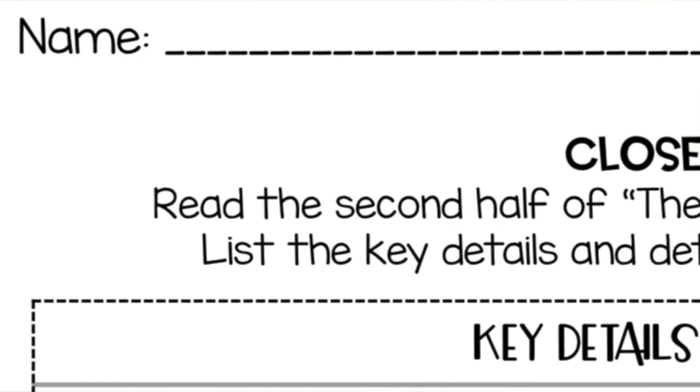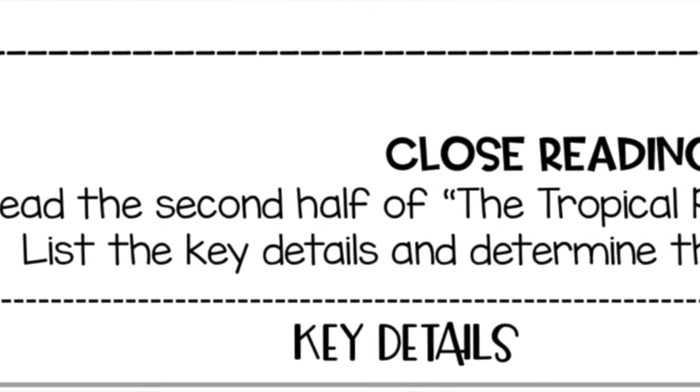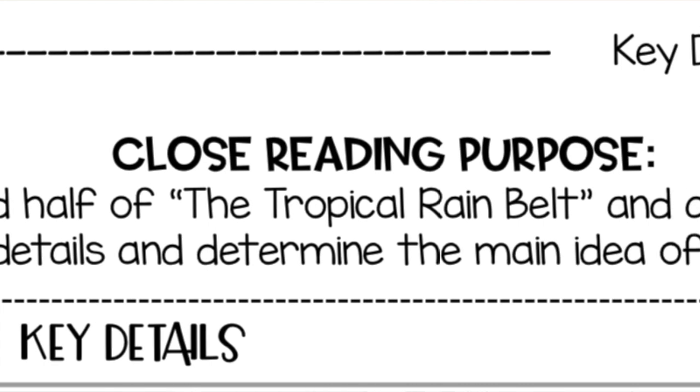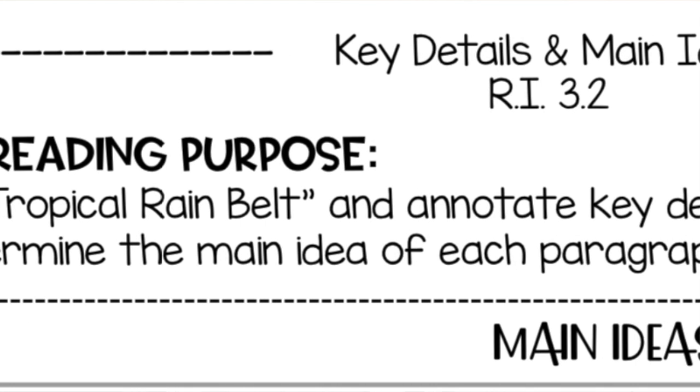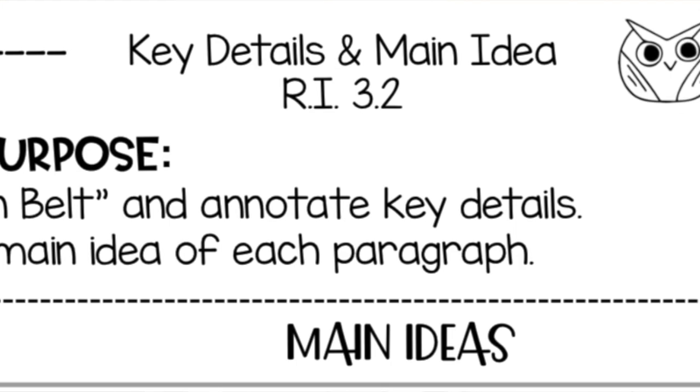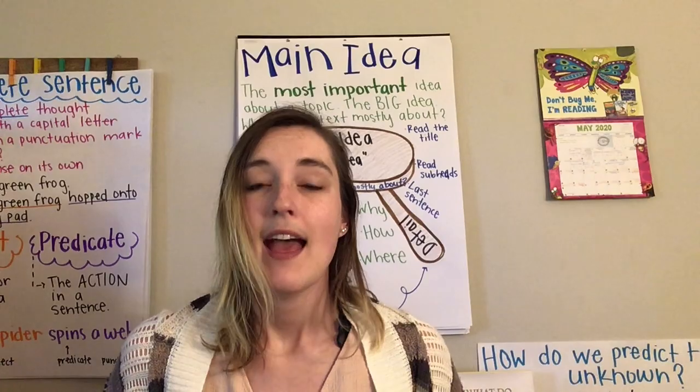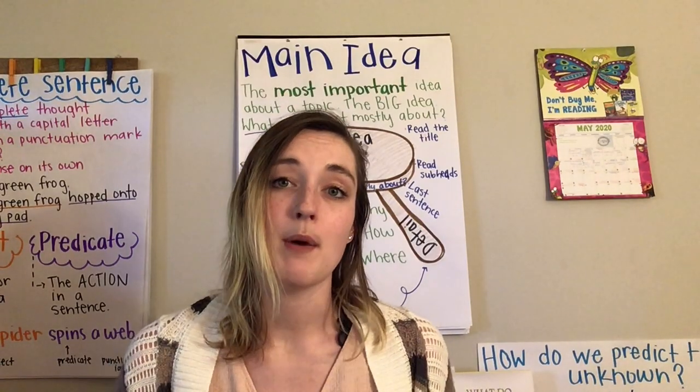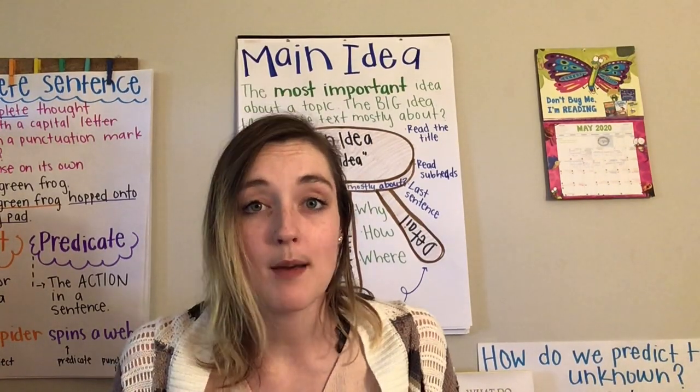Go ahead and turn to this page in your homeschool log, and we're going to read the directions. It says, read the second half of The Tropical Rain Belt and annotate key details, list the key details, and determine the main idea of each of the paragraphs. So we're going to look at paragraphs 8, 9, 10 through 14, and then 15 through 18. And then you're going to come up with the main idea. So I will just read them out loud.